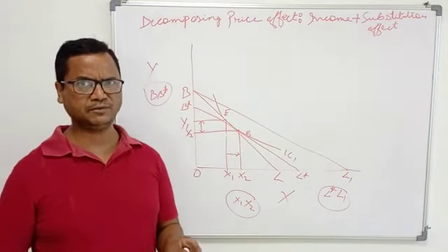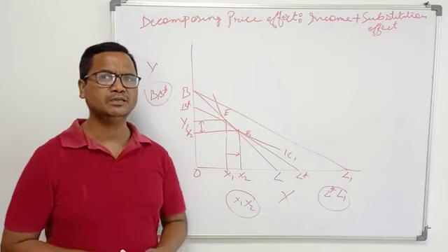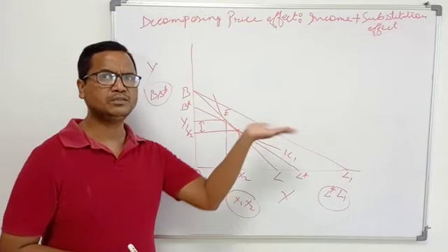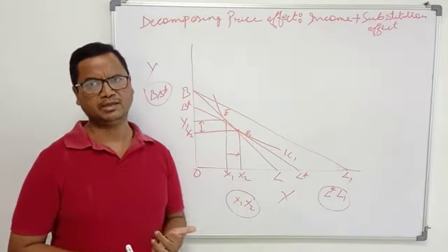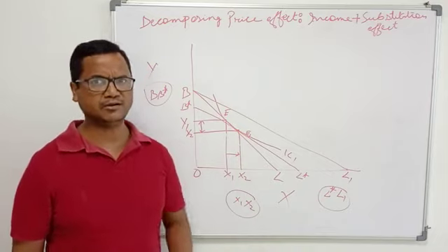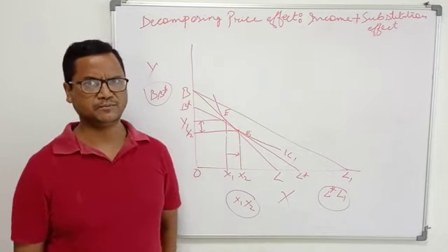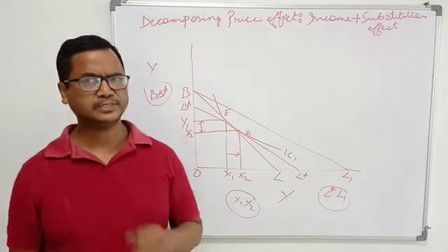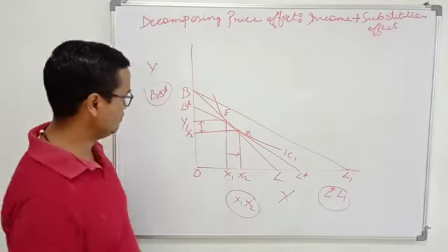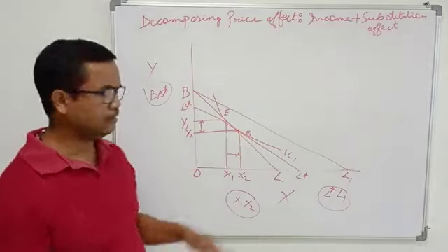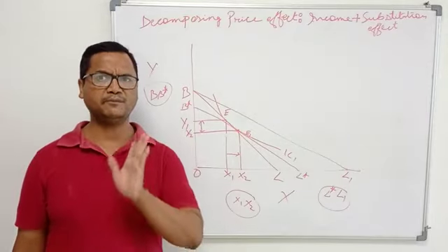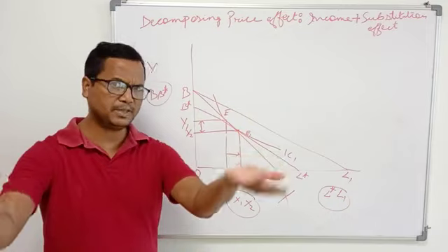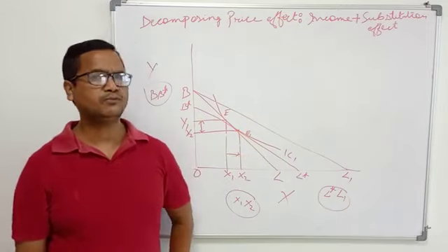Got it? Why substitution effect? Because the consumer is substituting the costlier good, Y, with the cheaper good, X. That's why there is an increase in the consumption of X good. Now, that was about the substitution effect. Now again, let us say that whatever money income was taken away from the consumer, if we repay it back, then what will happen?